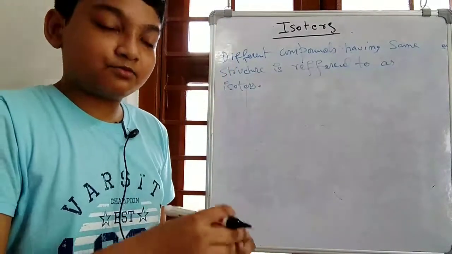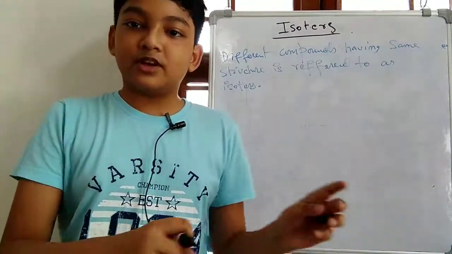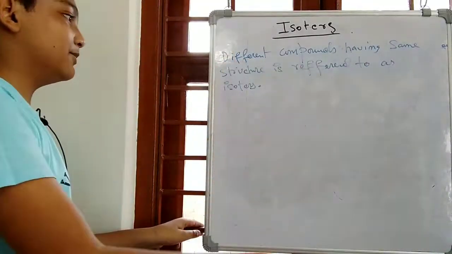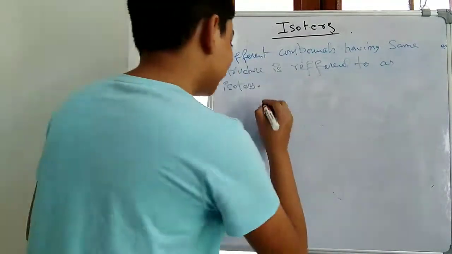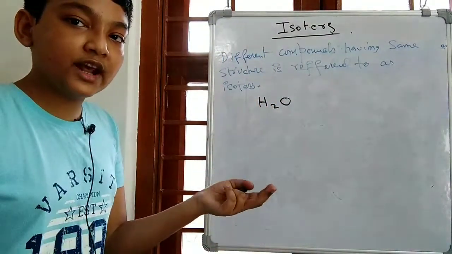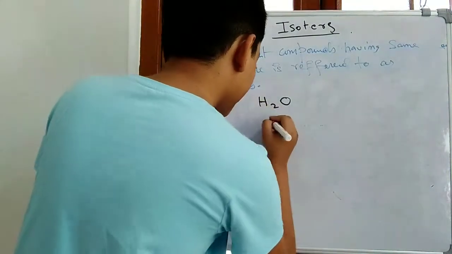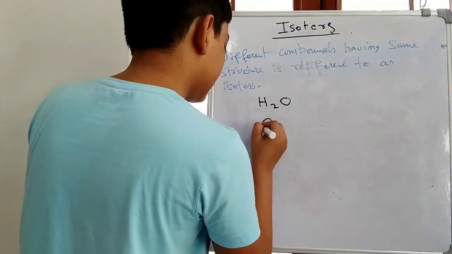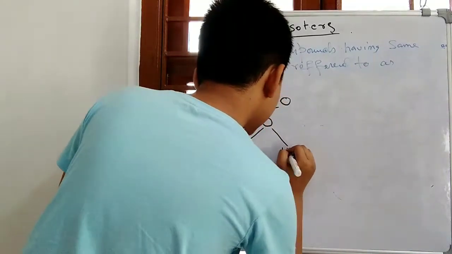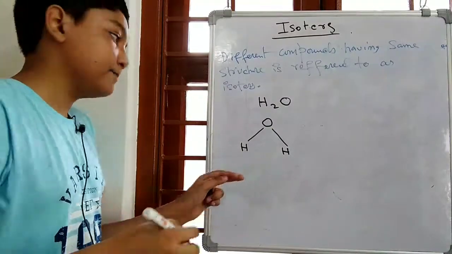So let us see what it is actually talking about. Let us take our most favorite, water. Don't waste water anywhere. So H2O is water. How do we write it? We write oxygen, one arrow, hydrogen. So we write it like this.